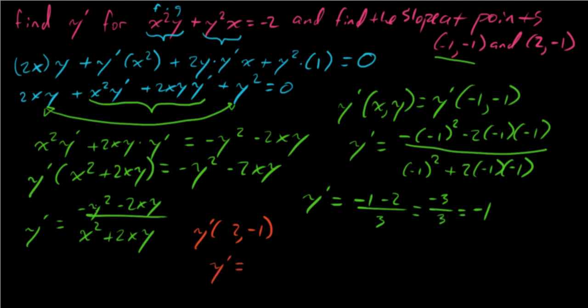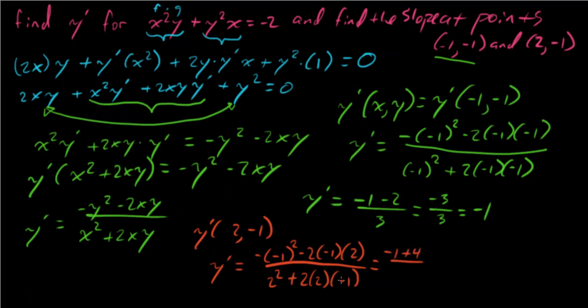Y prime is equal to, if I plug in the positive 2 here, we get negative 1 squared minus 2 times negative 1 times 2, all over, I put those in the wrong order, you guys get the idea, 2 squared plus 2 times x times y. We get a slope of negative 1 plus 4 over 4 minus 4. Ooh. We get negative 5 over 0. Undefined.